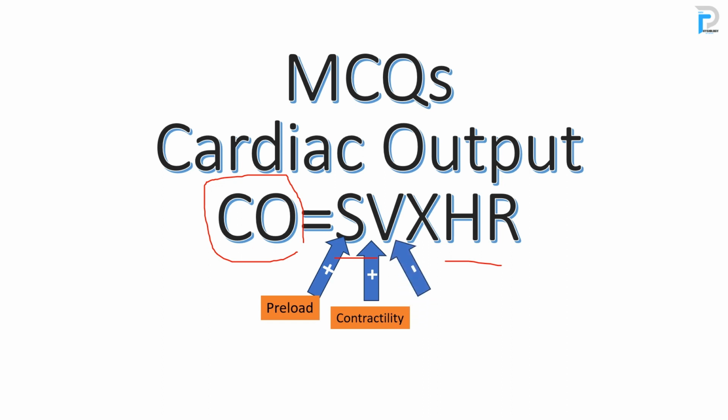And it's inversely correlated with the afterload. Afterload is the resistance the heart or the cardiac muscle faces while it contracts. That can be presented in the form of high blood pressure in the aorta, for example, for the left ventricle, or pulmonary hypertension for the right ventricle, or maybe aortic stenosis in the left ventricle, or pulmonary stenosis in the right ventricle. That is considered as afterload, and that is going to decrease stroke volume and decrease cardiac output.